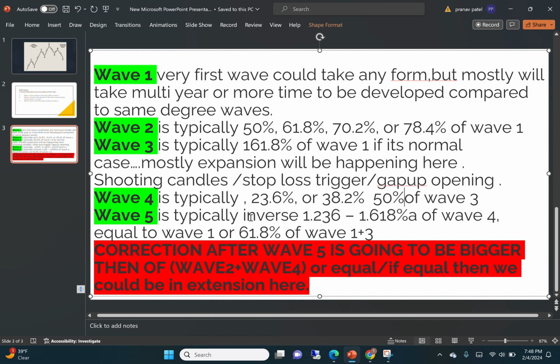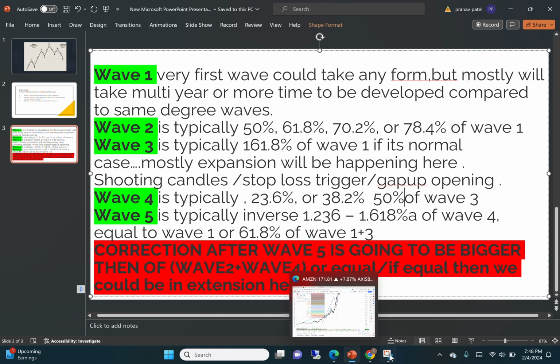Wave 5 is typically the inverse of 1.236 or 1.618 of wave 4, equal to wave 1, or 0.618 of wave 3. So what they are saying is that basically there should be two waves. In normal scenarios, two waves are happening of equal length, and one wave is an expansion wave.